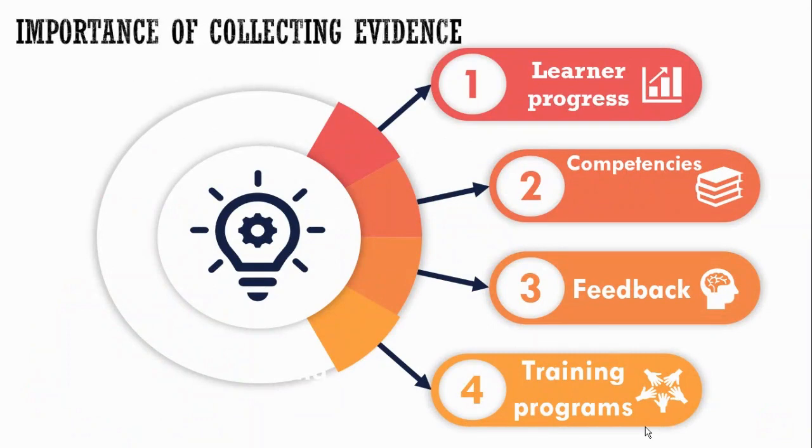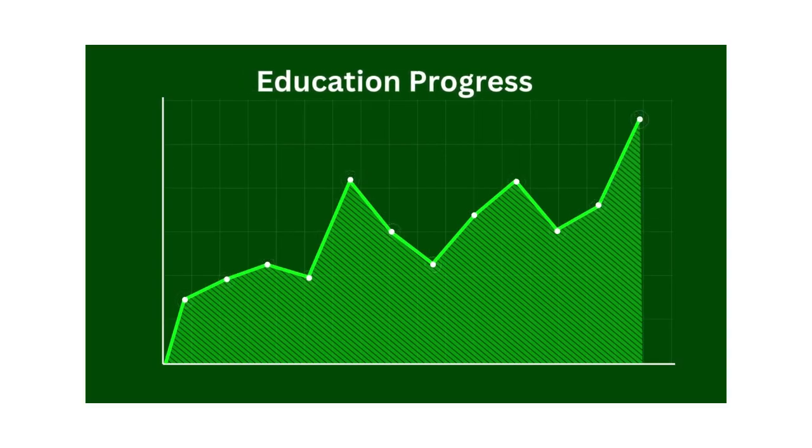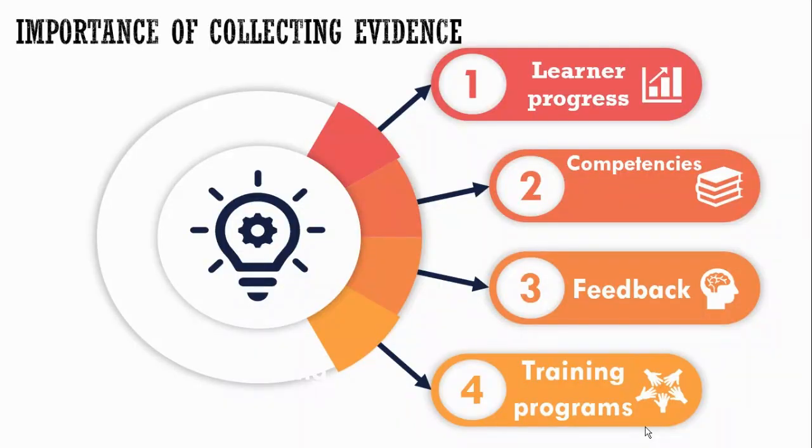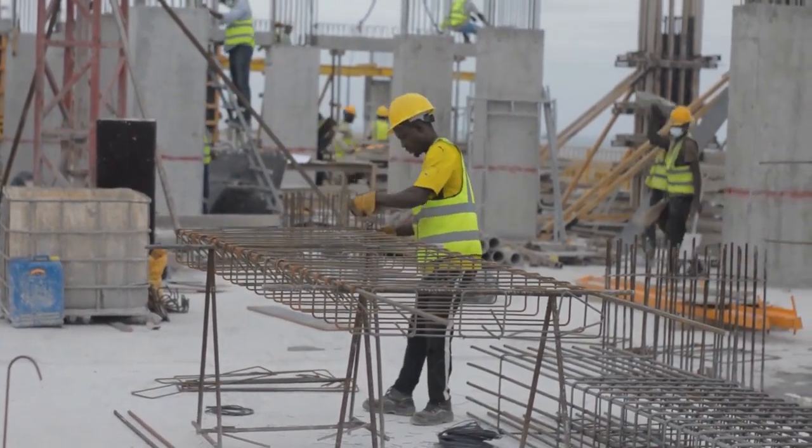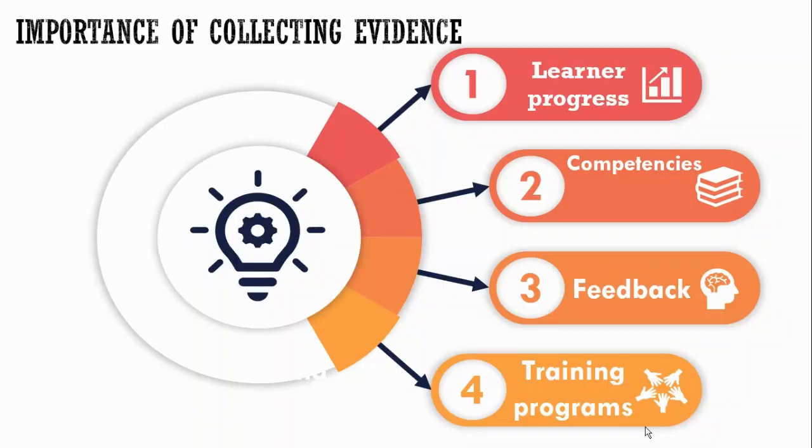Bringing to a point, what is the importance of collecting evidence? One is to measure learners' progress, and this means that evidence can be used to track learners' progress over time and to identify areas where learners need additional support. Number two is to ensure that learners are meeting the required competencies. Evidence can be used to assess learners' competency, and that will ensure that they are meeting the requirements of a training program or occupation.